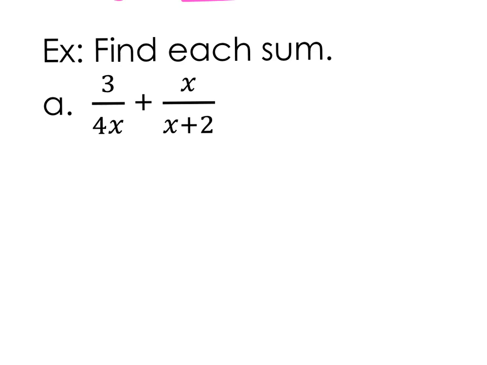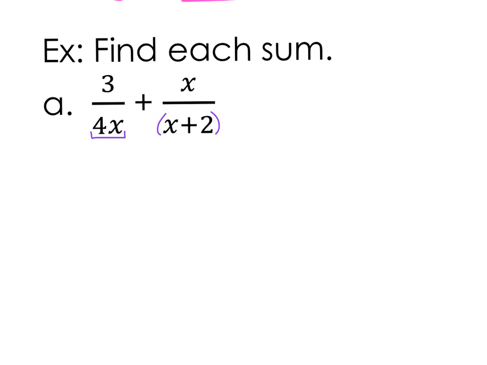Example A, we're going to find the sum of 3 over 4x plus x over x plus 2. In step 1, we're supposed to only factor the denominators. Well, notice I have 4 times x. Nothing's being added or subtracted, therefore nothing factors. And in the second fraction, we have x plus 2. Nothing factors. In this example, step 1, we don't have to do anything with it.